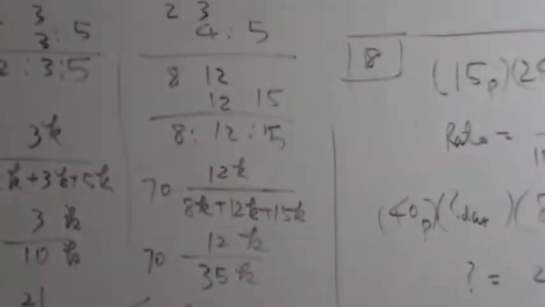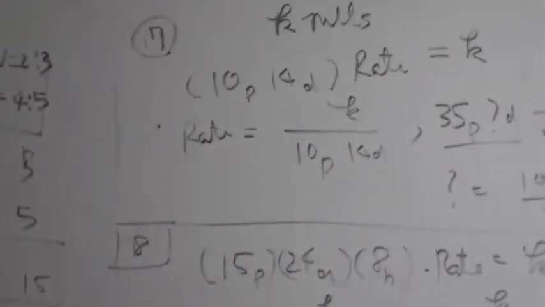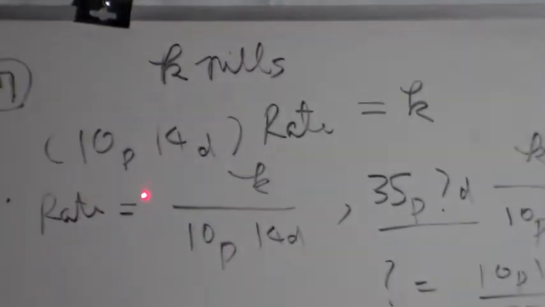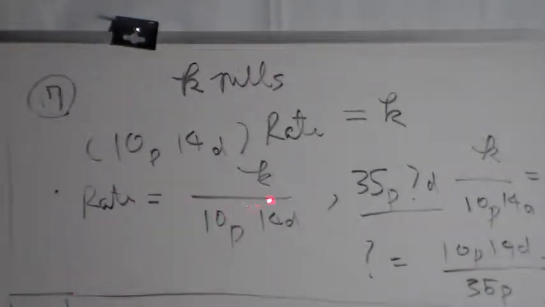Okay? Okay, next one is 17. They have K pills. We say the hospital has 10 patients and 14 days, then the hospital has that many pills. So we say simply K pills. So we have to find the rate. So rate is K divided by 10 patients for 14 days, right?